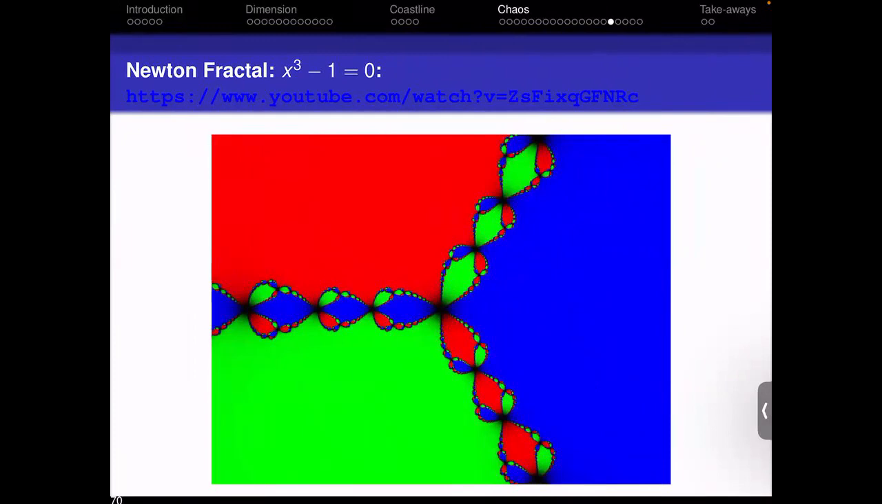That's okay. But now, for some of these points here, I'm definitely closer to the red and the green root than I am to the blue, but I go to the blue. And then you have this incredible sensitivity to initial conditions.